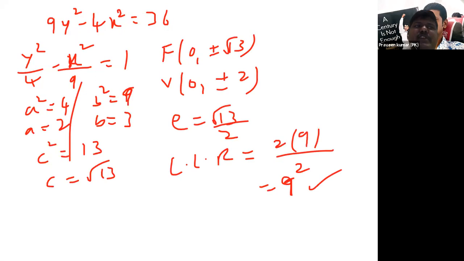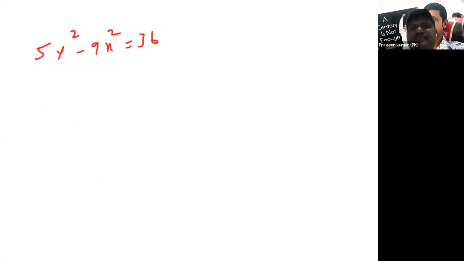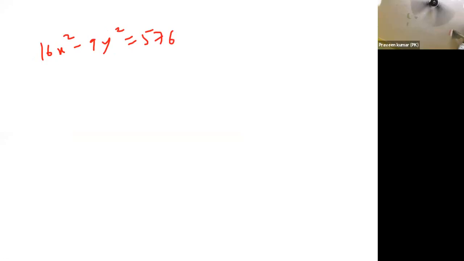Perfect. Everyone is involved in the class. Super. Next question. 5y square minus 9x square is equal to 36. No. 16x square minus 9y square is equal to 576. Try this. Try this, everyone.